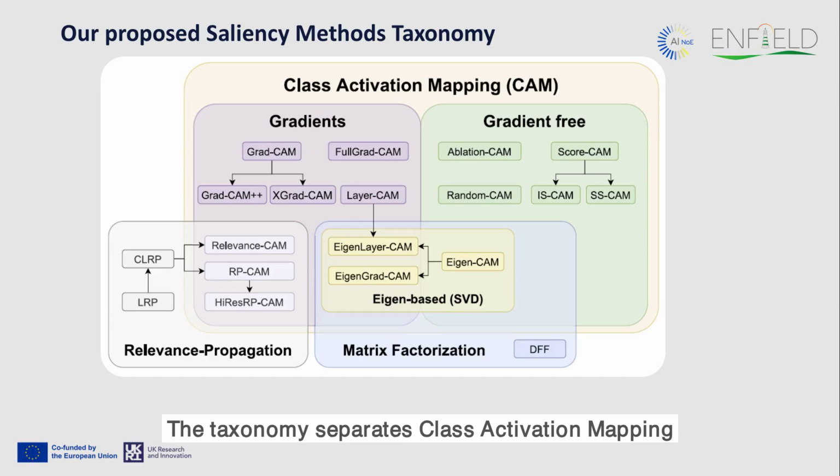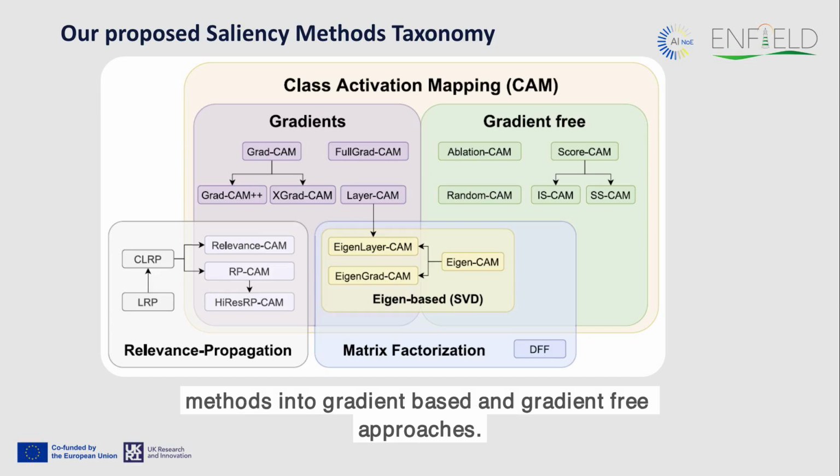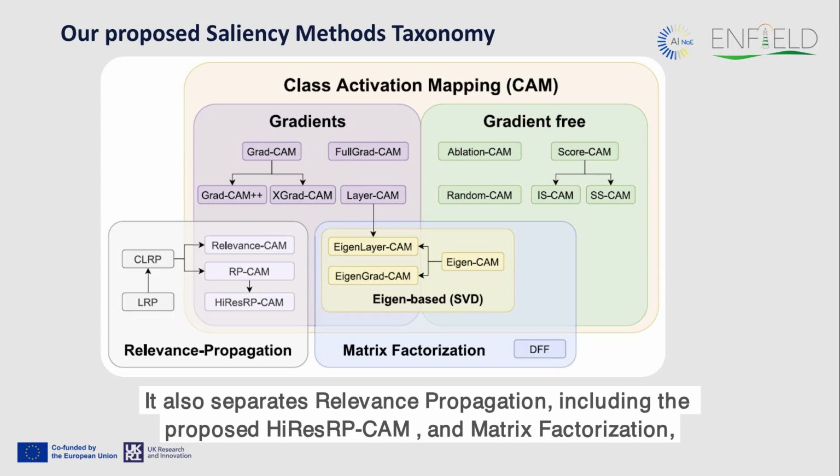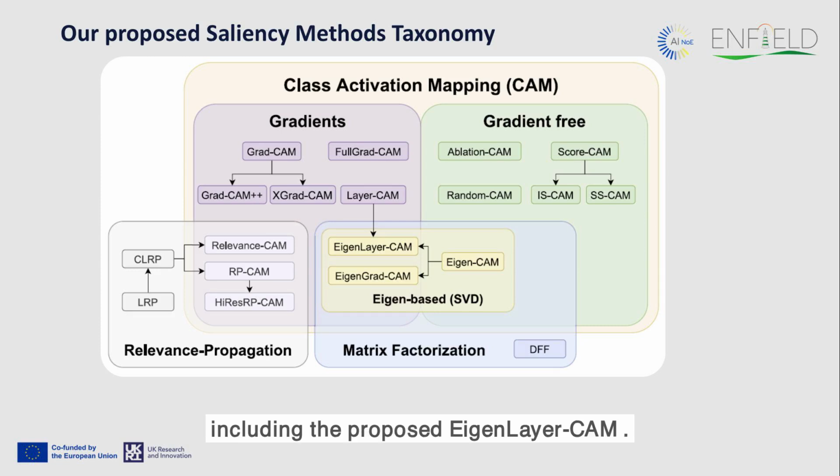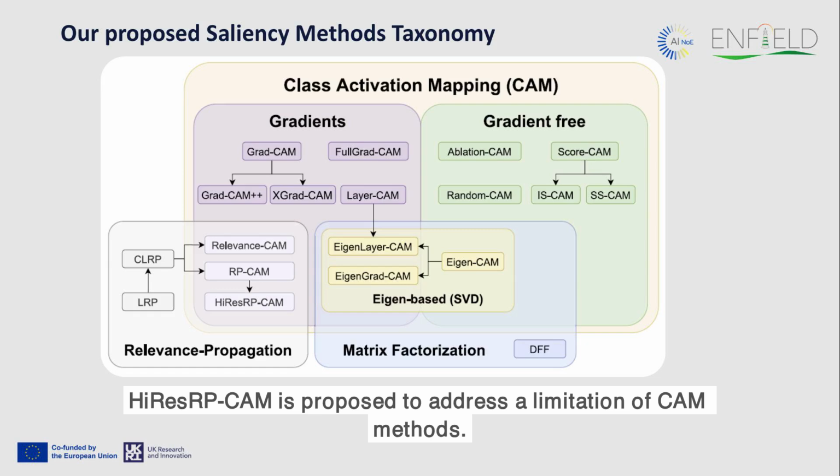The taxonomy separates class activation mapping methods into gradient-based and gradient-free approaches. It also separates relevance propagation, including the proposed Hires RP-CAM, and matrix factorization, including the proposed EIGENLAYER-CAM.